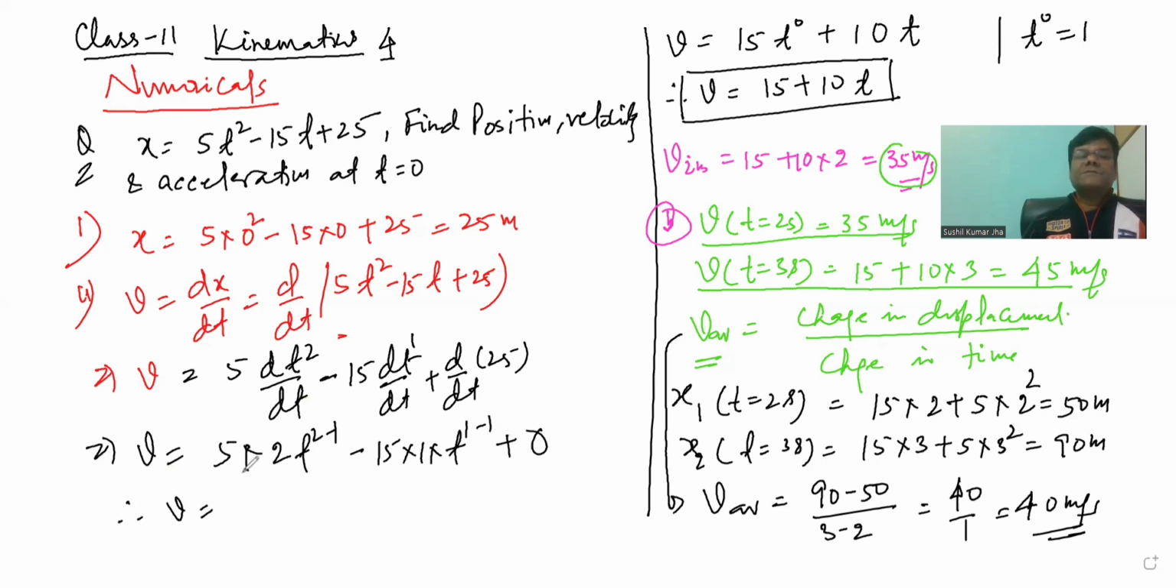Therefore, v would be how much? 5 into 2t, that is 10t, minus 15 times t raised to the power 0, which is 1. So we are left with 15. Thus, we are getting the equation for velocity.